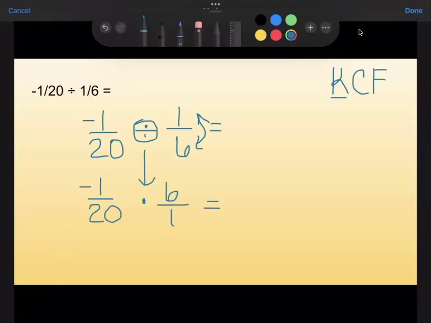Now I need to multiply the numerators. So 1 times negative 6 is negative 6. And 20 times 1 is 20. Now this one, we will not eliminate the negatives because we only have one of them. A negative divided by a positive is still a negative. So we're going to leave that alone. But we can simplify 6 over 20 if we divide both of them by 2. If we do that, we end up with negative 3 here and 10 here. So the final simplified answer here would be negative 3 over 10.